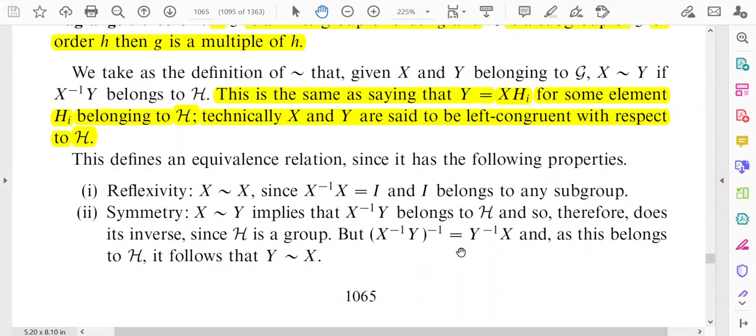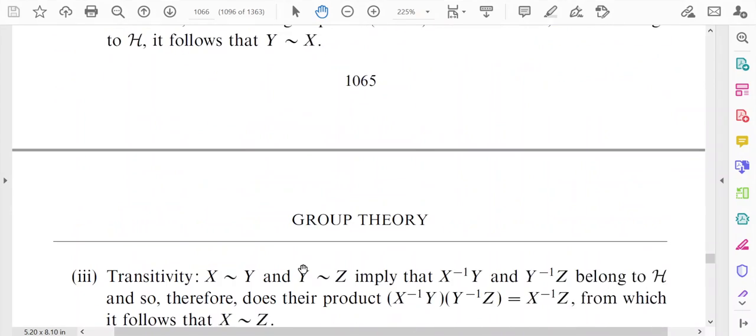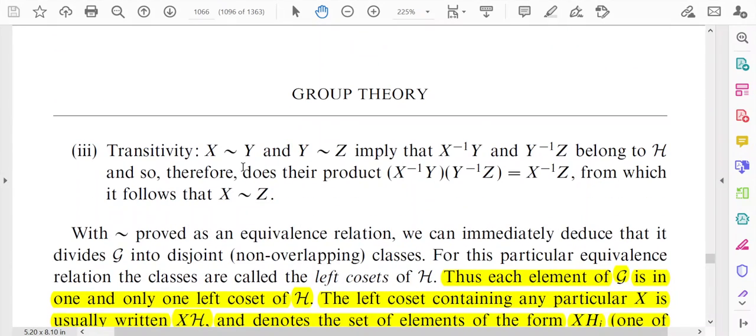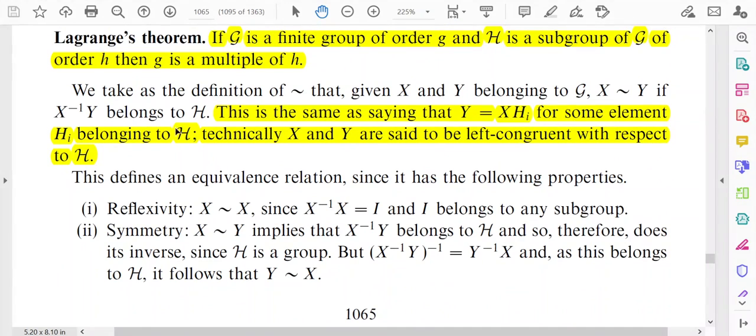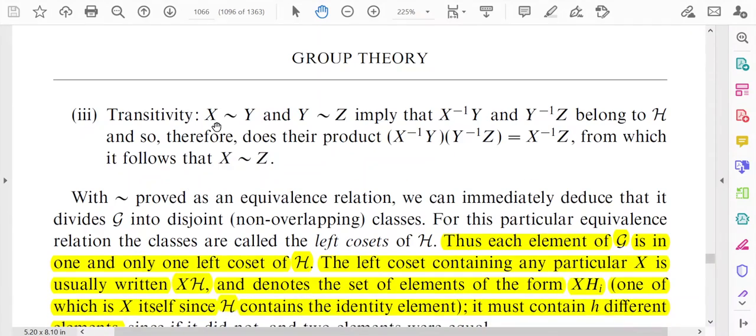So similarly, we can say that if y inverse x belongs to H, then y should be equivalent to x. Next, the transitivity relation. For example, x is equivalent to y and y is equivalent to z imply that, from the definition we have already given, x inverse y belongs to H when x is equivalent to y. Now if x is equivalent to y, then x inverse y belongs to the group H.